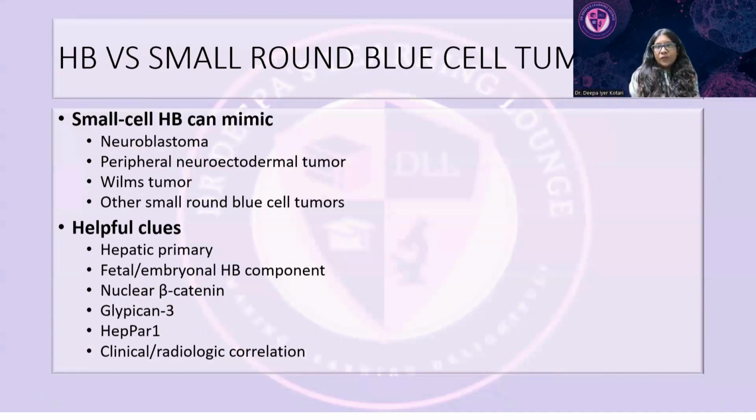So when we consider the differential between the hepatoblastoma versus small round blue cell tumor, that is particularly important in the small cell undifferentiated type of pattern. The morphology of the tumor resembles a neuroblastoma or another small round blue cell tumor that has metastasized to the liver. The key is not to interpret the small cell component in isolation. We should search extensively to look for any components that show you conventional fetal or embryonal hepatoblastoma kind of pattern. The nuclear beta-catenin can be very useful, where glypican-3 and HEPAR1 support the hepatic differentiation.